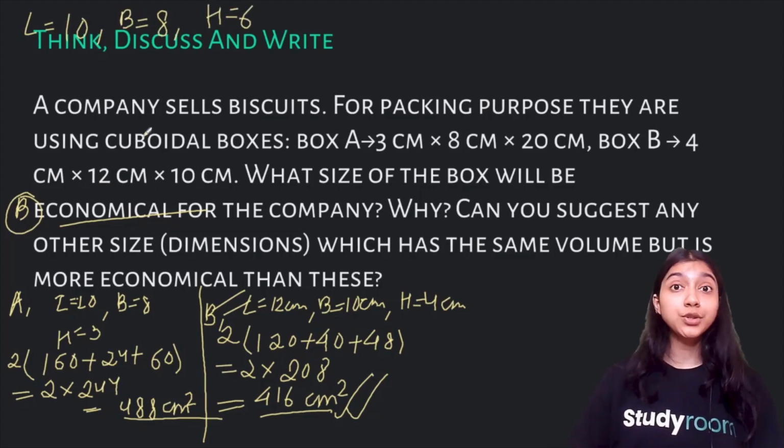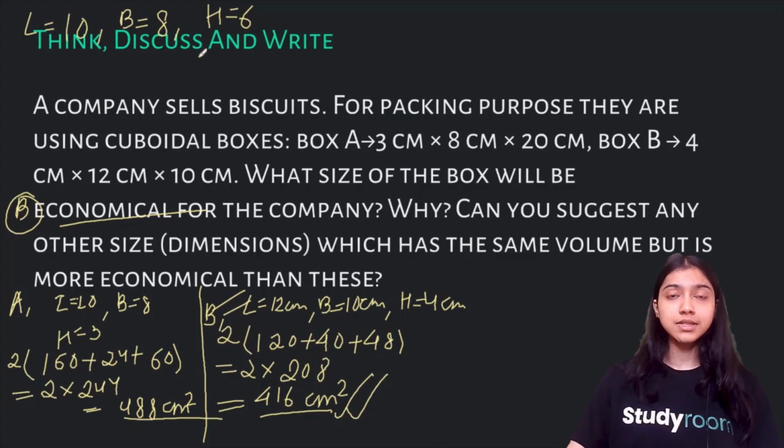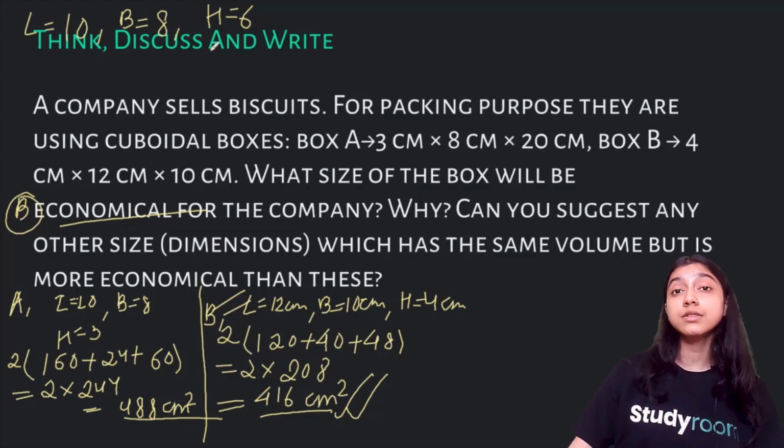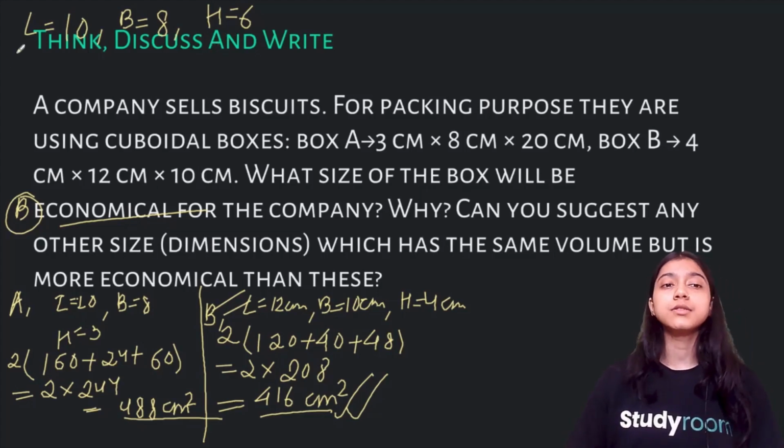Let us try finding the total surface area using these 3 dimensions. Because if we have the length, breadth and height as these dimensions, then also the total volume remains the same, that is 480 centimeter cube. But we have to make an economical box, that means the total surface area should be less than box A and box B. Let's try finding the total surface area.